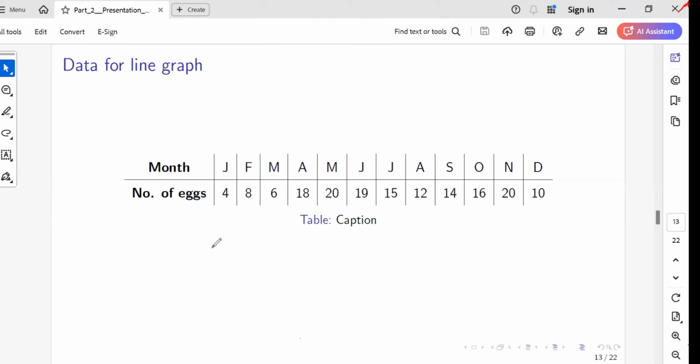Here I have, okay, another question. So I have here, this is my y, this is my x. 12 months. So let me extend my x a bit because I need a lot of space for it.